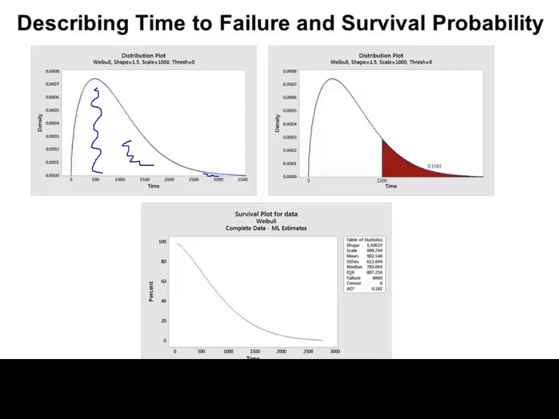Now, you could look at a function called the survival plot, which is just the area to the right as a function of time. At time 0, the chance of survival is 100%. So we start at 100%, and as we go along, the area to the right starts to fall until eventually, at time 1500, the area is down around 16%. And then way out here, the area to the right is almost 0. So it goes down.